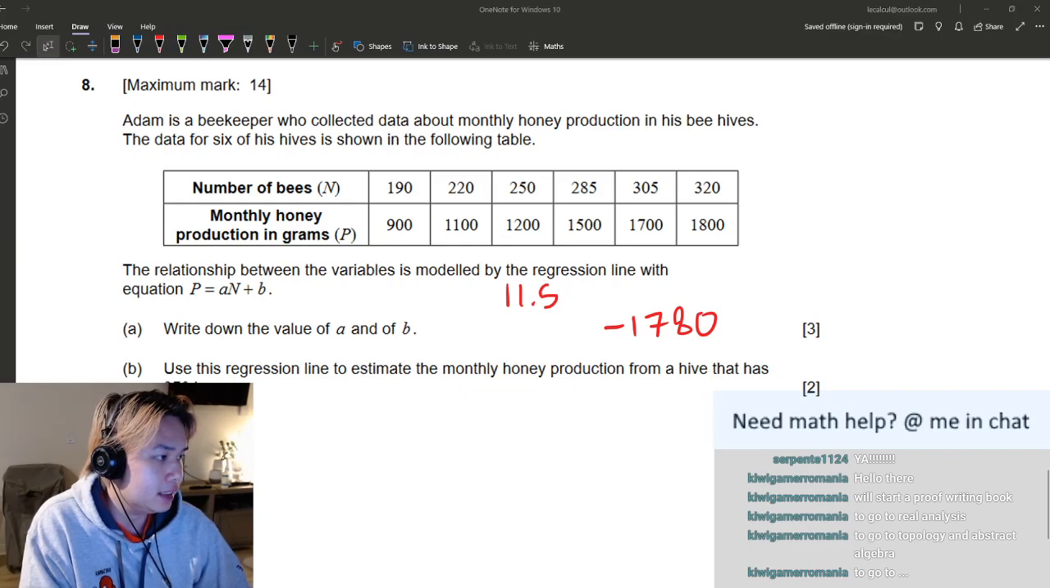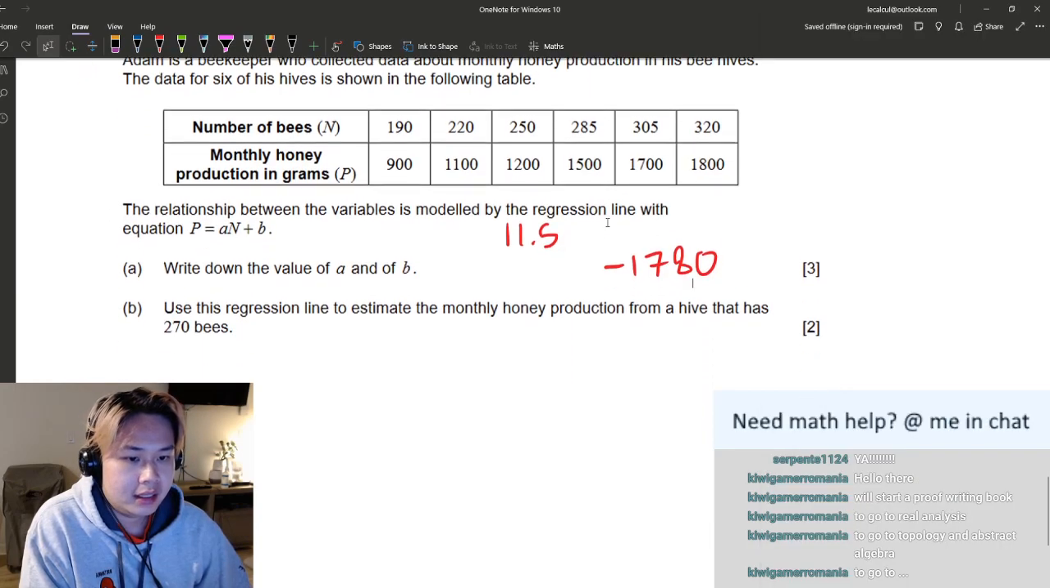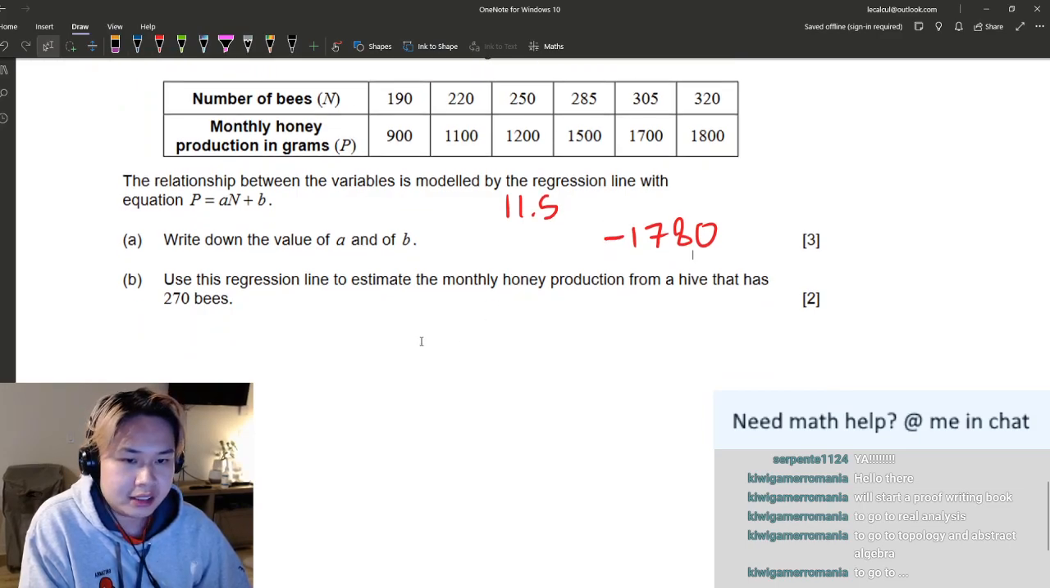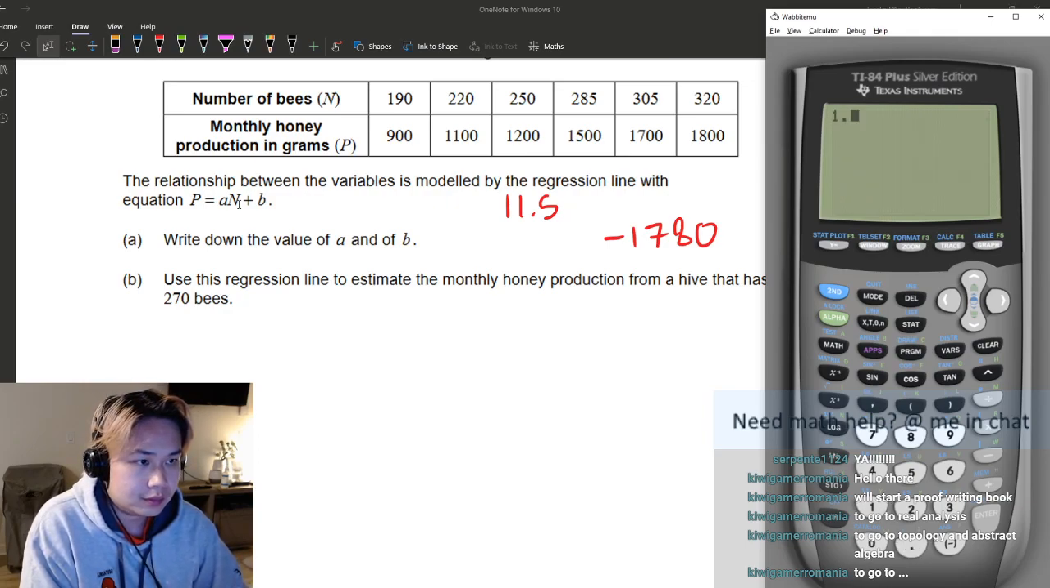Because you need three significant figures. Three significant figures. Okay, and then use this regression to estimate the monthly honey production if you have 270 bees. So now we just plug in 270 into our equation. So 11.5 times 270, subtract 1780, 1325.